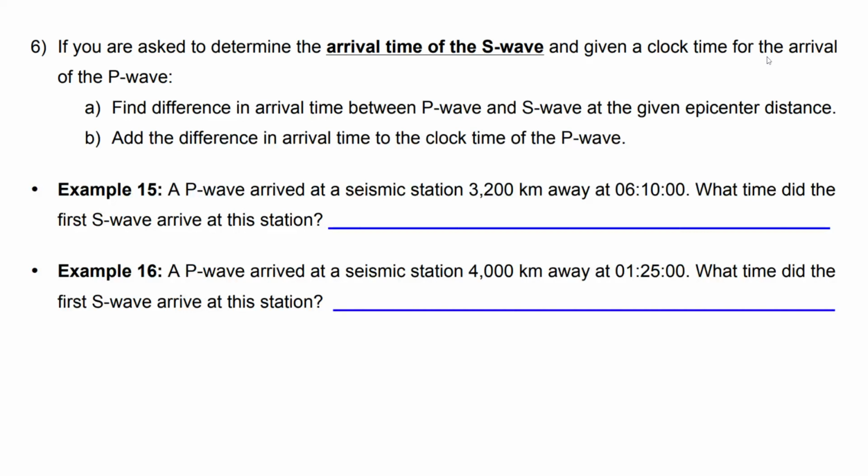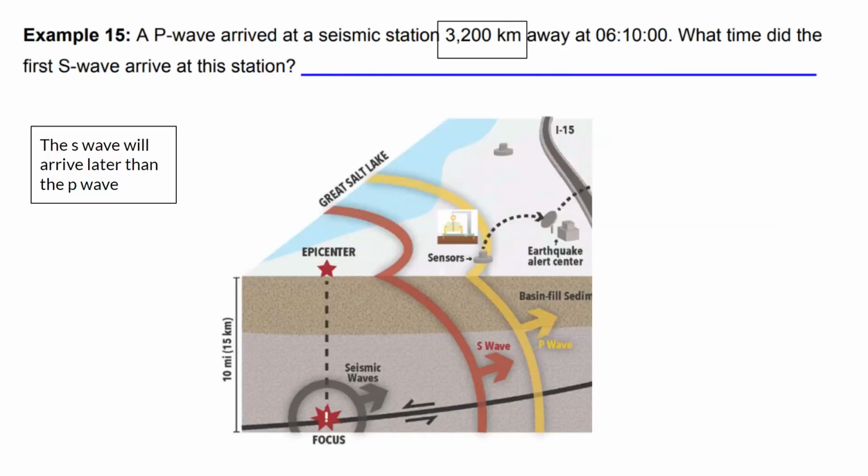Okay, so now we're going to try question 6, examples 15 and 16. Example 15 is asking, a P wave arrived at the seismic station 3,200 kilometers away at the time 6 hours 10 minutes and 0 seconds. What time did the first S wave arrive at the station?